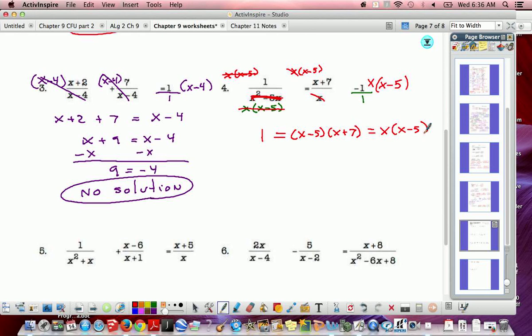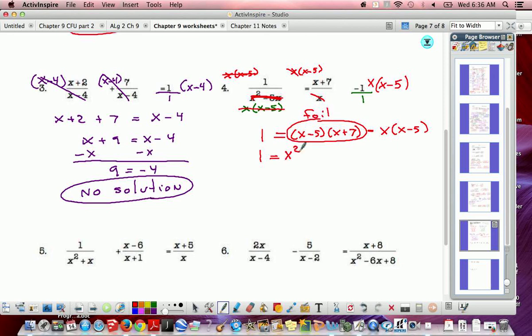So now, whoops, it doesn't equal. I apologize. I see a little mathematical mistake I made here, just because I'm so used to it being on one side, probably just like you are. That should be a minus. So now, I'm going to continue to solve. 1 equals, I need to take this, and I need to FOIL.